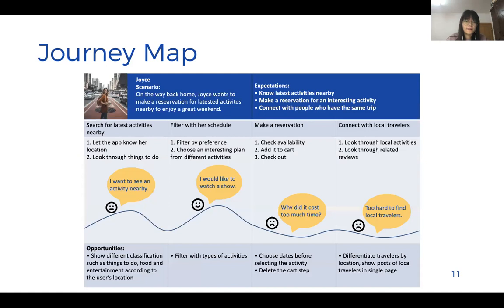Here's her journey map. She wanted to see an activity like a show in New York City, but the reservation process cost her too much time and it was too hard to find local travelers. So here are some opportunities. I will show different classifications of things to do, make the reservation process simple, and differentiate travelers by location.